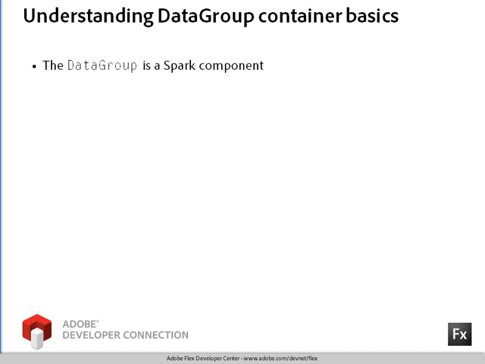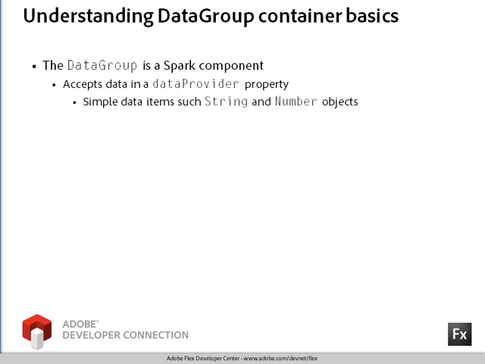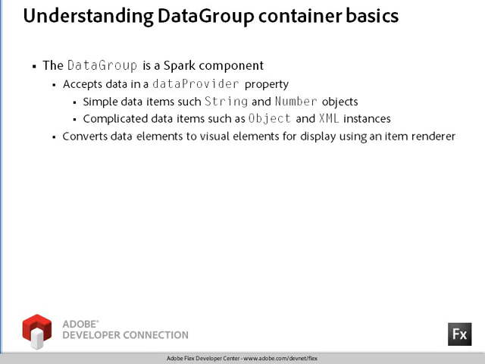First, the data group container is a Spark component. It accepts the dataset for display through a data provider property. In this property, you can define simple strings and numbers, or complex data such as object and XML instances. The data group class converts these data elements into visual elements for display using an item renderer. Keep in mind that the data group container is a non-skinnable container. I will address the last point in day 5 of this training.